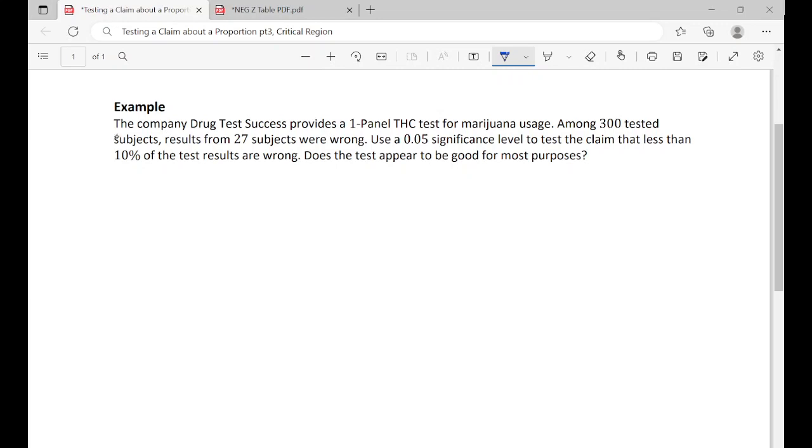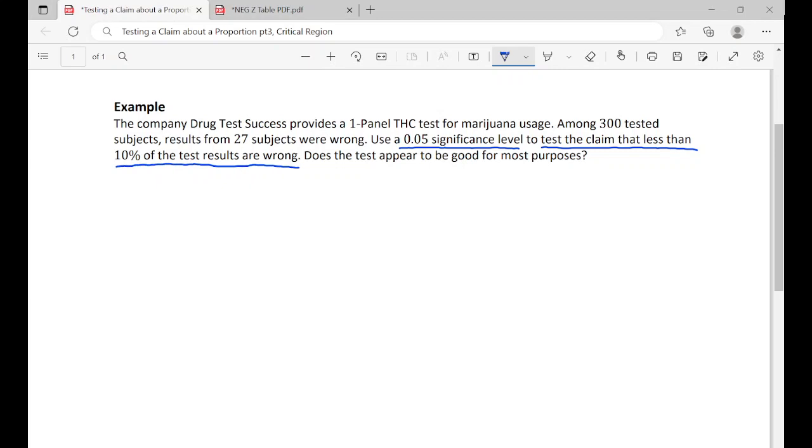So for this example, the company Drug Test Success provides a one-panel THC test for marijuana usage. Among 300 tested subjects, results from 27 subjects were wrong. Using a 0.05 significance level to test the claim that less than 10% of the test results are wrong, does the test appear to be good for most purposes? So we can see that we have a 0.05 significance level, and we are testing the claim that less than 10% of test results are wrong.